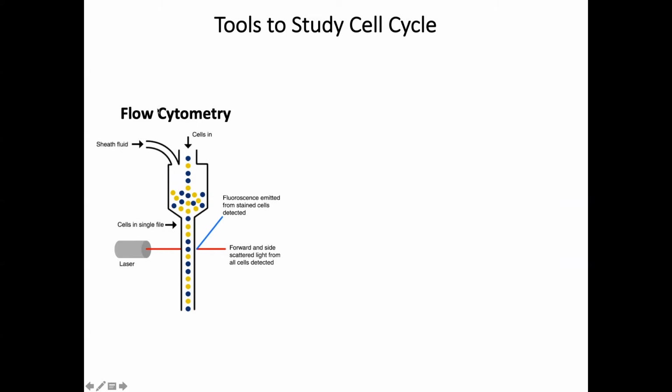See, this is inside the instrument. They have a laser here, and the laser is going to point at every single cell that passes through this little tubing. Okay. And then if the cells are labeled with fluorescent dye, the fluorescent signals can be detected and quantified by the machine. It is very common to use a flow cytometer to analyze the cell cycle.